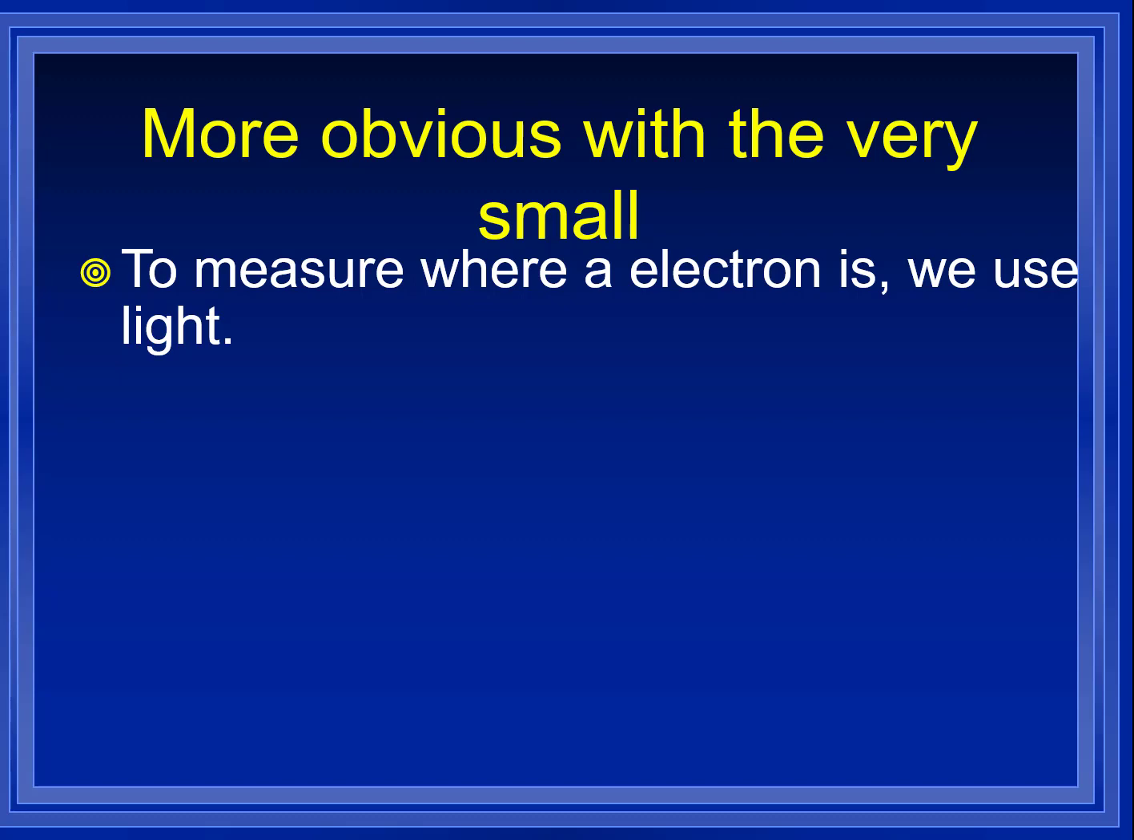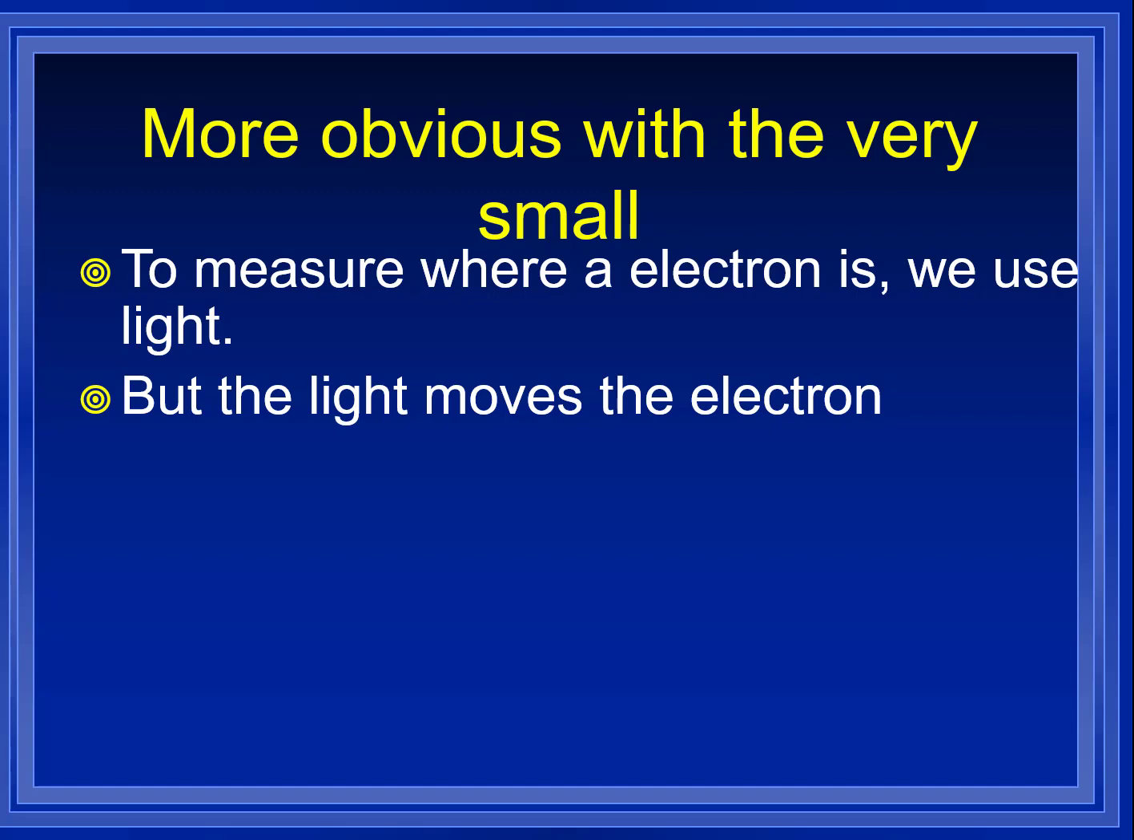There's a problem with this technique, though. I showed you, talked about the photoelectric effect. I showed you how black lights work. Light moves the electron around. So if I'm going to try to measure the electron with light, one of my problems is the light I shine moves the electron I'm trying to measure.